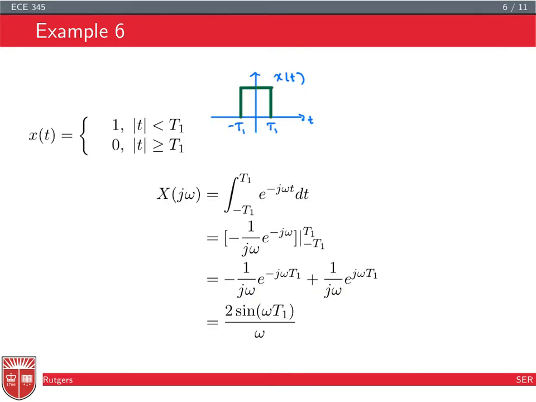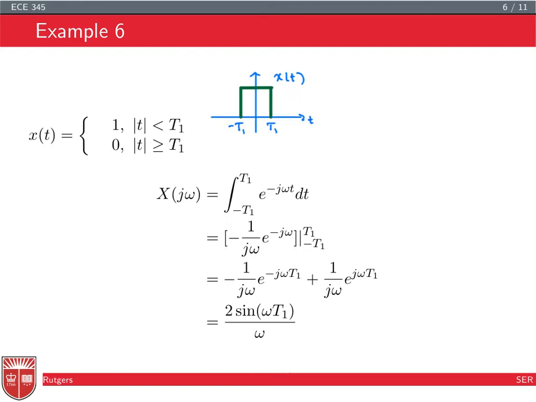Let's do one more example here, and let's look at the following question. We're given a signal x of t that looks like a box function, which is 0 outside the interval minus T1 to plus T1, and it is equal to 1 inside this interval. I think of it as a dual of the previous problem because the signal in the time domain looks like a box function, and the question is to find its CTFT.